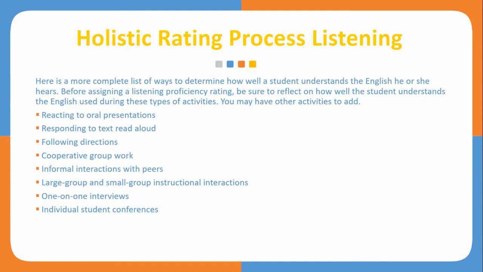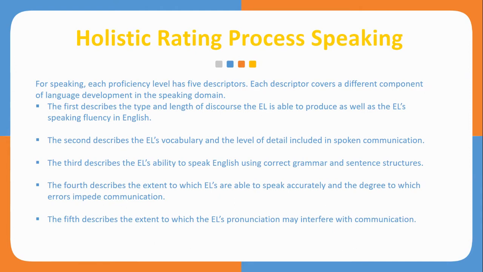For speaking, each proficiency level has 5 descriptors. Each descriptor covers a different component of language development in the speaking domain. The first describes the type and length of discourse the EL is able to produce, as well as the EL's speaking fluency in English. The second describes the EL's vocabulary and the level of detail included in spoken communication.